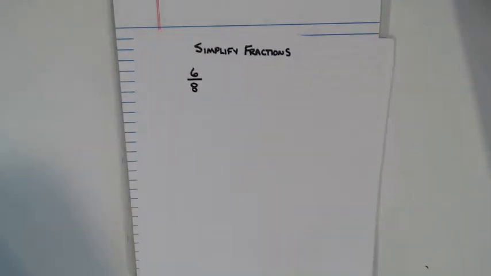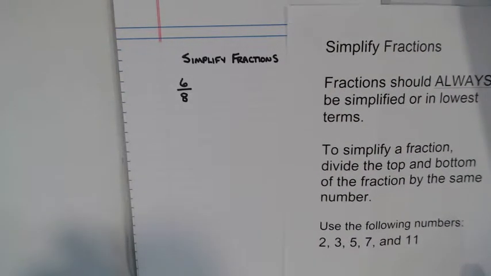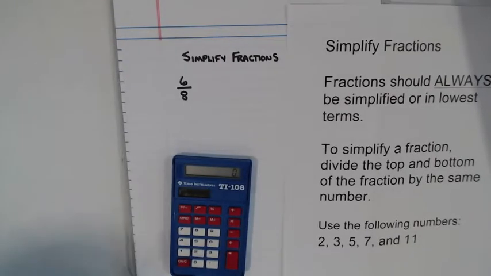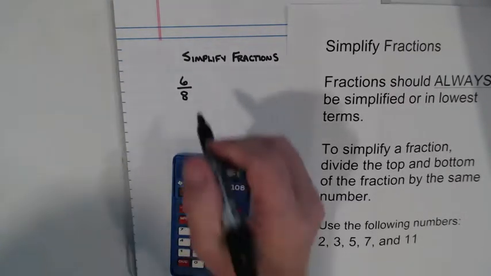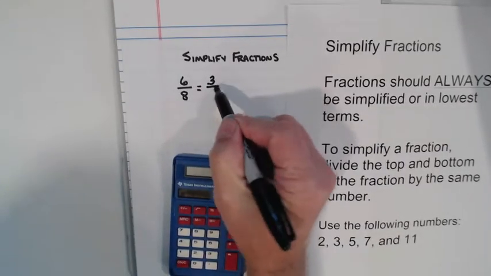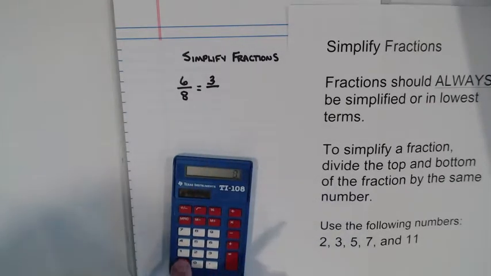Real easy example here. We're going to simplify 6/8. And what we need to remember are those numbers in our notes: 2, 3, 5, 7, and 11. So I'm going to take out my calculator and see if 2 will go into the top number and the bottom number. I'm going to start with 6. 6 divided by 2, it'll go in the top one, so I'm going to write that down because 6 divided by 2 is 3. Let's see if 2 will go into 8. 8 divided by 2 is 4.